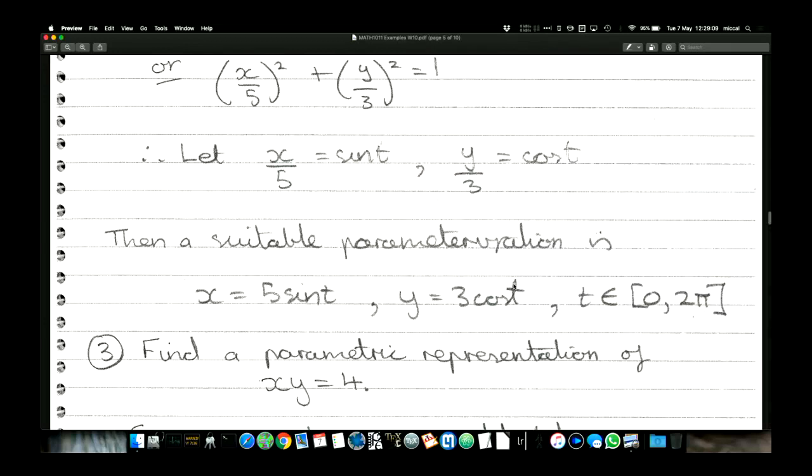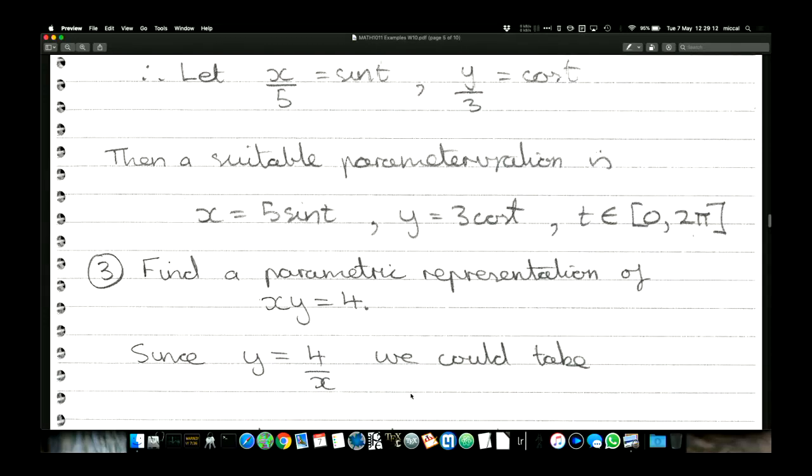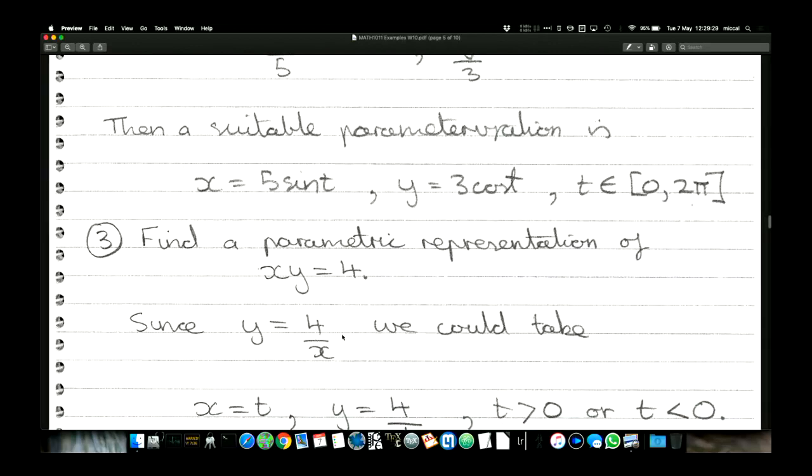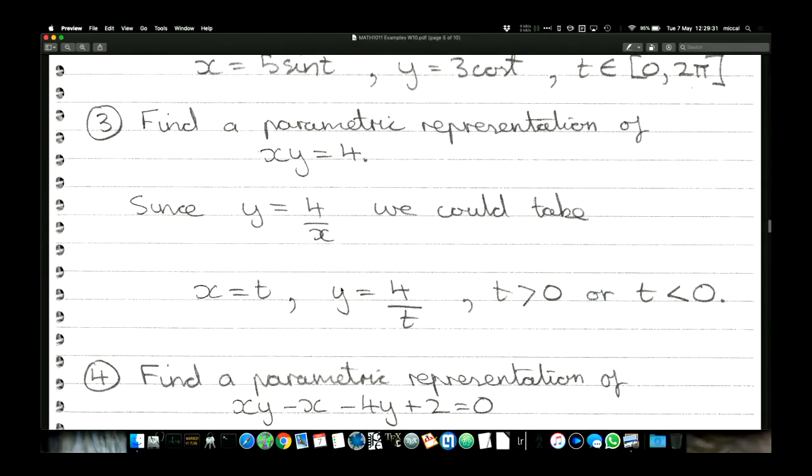This doesn't always work though. So this one, xy equals 4, not much you can do with that. I can't think of that as something involving x all squared plus something involving y all squared equals 1. Not going to happen. So when it doesn't happen, you brute force it. The easiest way is to solve it for y in terms of x and pick the simplest one. x is t, y equals 4 on t. We'll do it. Not a particularly helpful parameterisation, but it'll do what we need it to do.